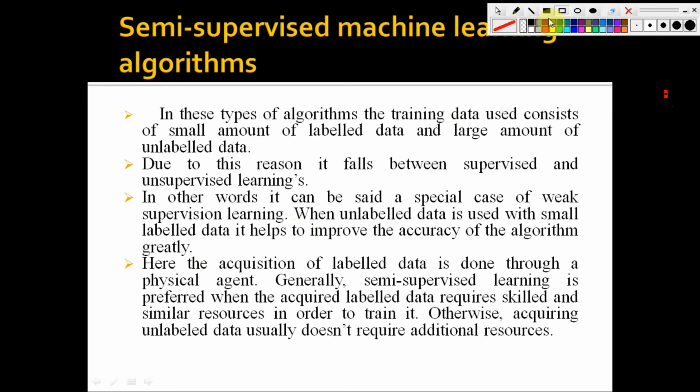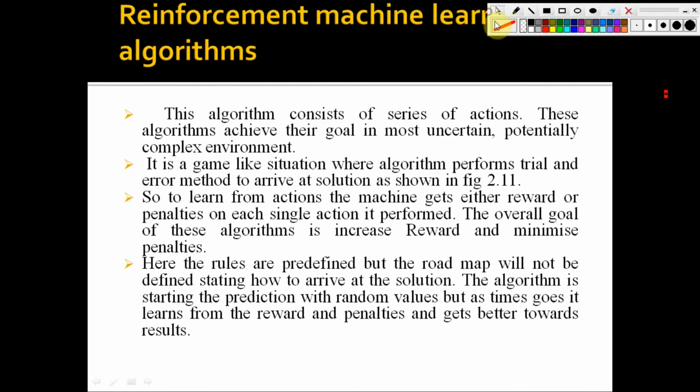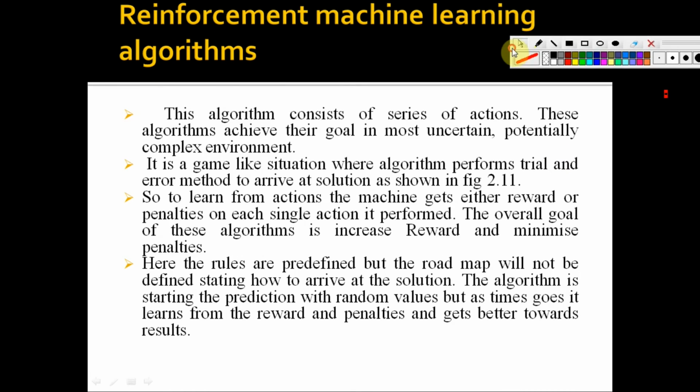So those are the additional parts which you can just understand, right? Now I will go to the last topic of this session, that is reinforcement machine learning algorithms. So what is a reinforcement machine learning algorithm?